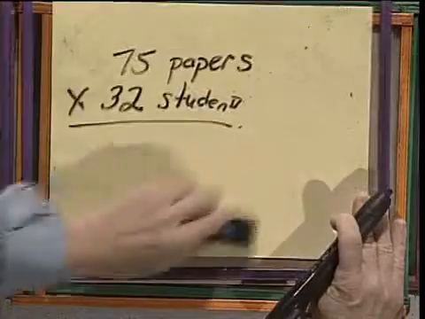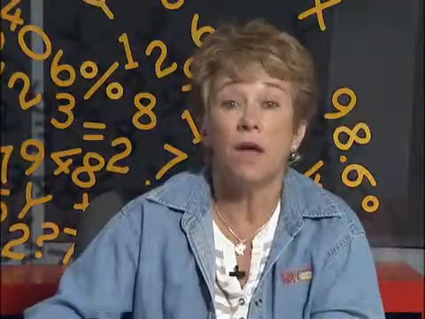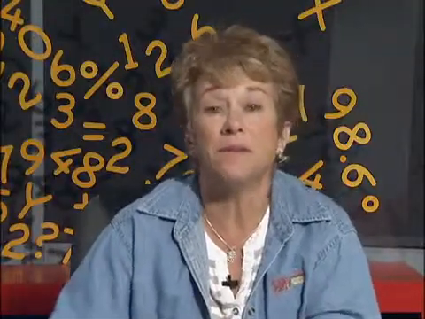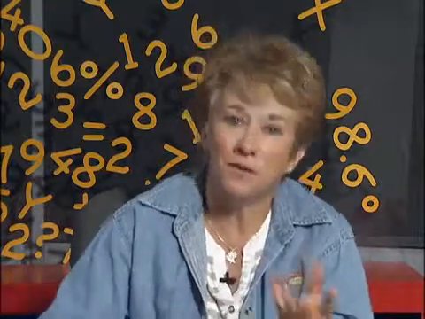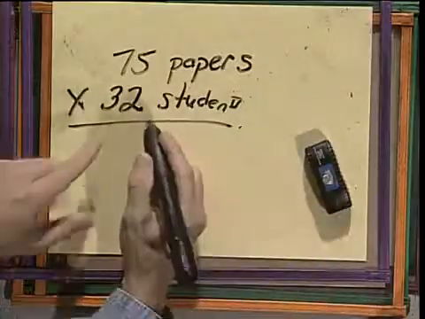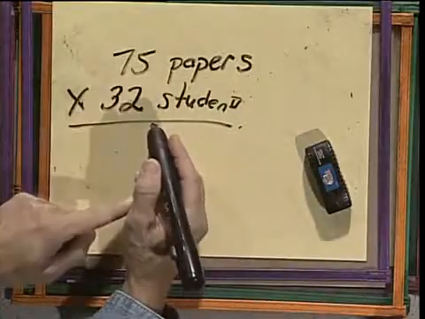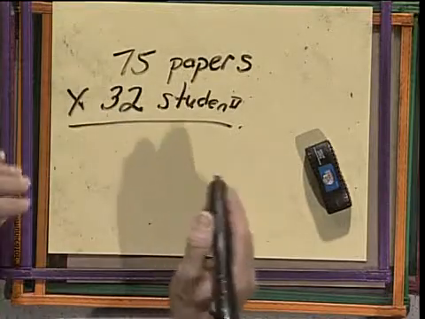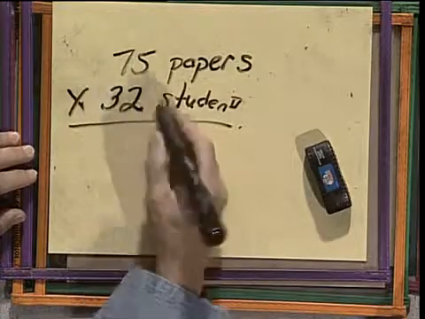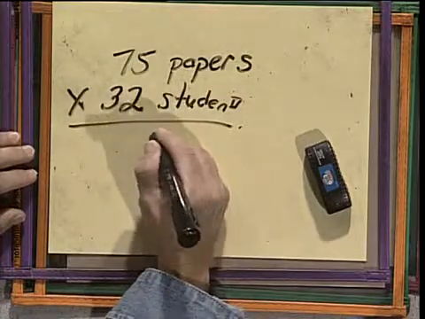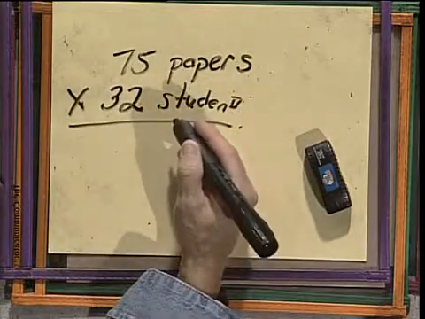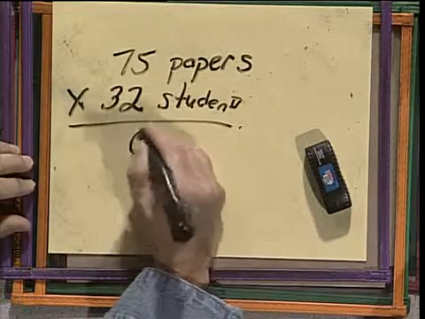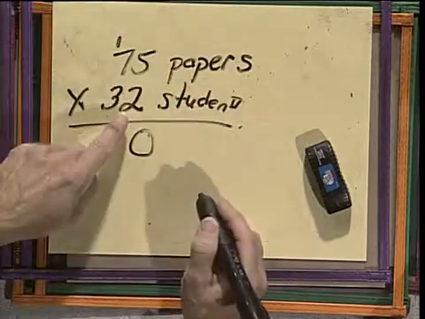And the key words that I'm talking about, each means everyone's getting the same amount, and times tells us to multiply. So here we go. We're going to multiply the 2 times the 75, and then the 3 in the tens place times 75, and put those two partial products together. 2 times 5 is 10. Put down the 0. Let's regroup the 1.